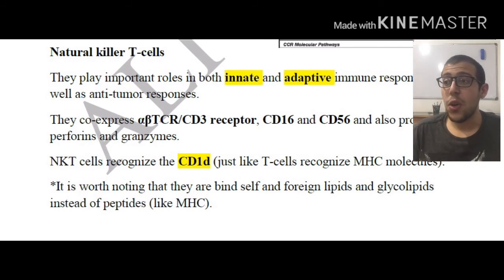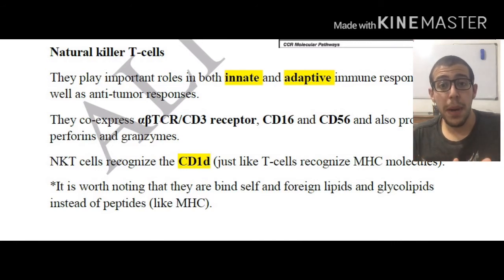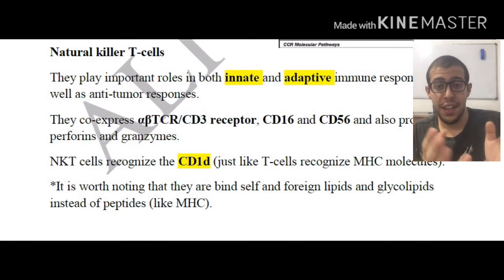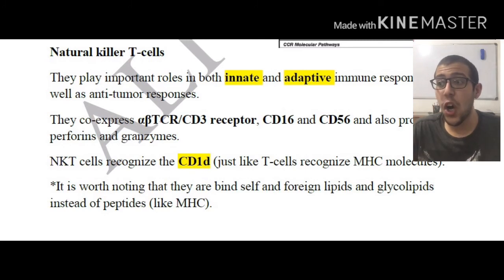Natural killer T cells are going to be recognizing the CD1D, which is a receptor. I mean, this is going to be the ligand that they are going to be binding to, instead of, in the case of the normal natural killer cells, binding to the MHC class 1. So you immediately can see this contrast. It is worth noting that they bind self and foreign lipids and glycolipids. Recall that in the MHC, we're only going to be presenting peptides. In this case, we're going to be looking at the lipids and the glycolipids.